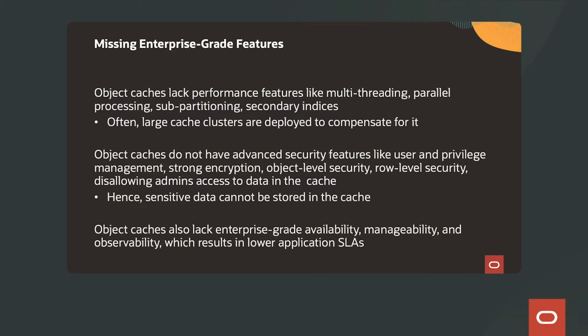Such caches have many missing enterprise-grade features. For example, object caches lack performance features like multi-threading, parallel processing, subpartitioning, secondary indices, and hence a large cache cluster is typically deployed to compensate for such missing features.